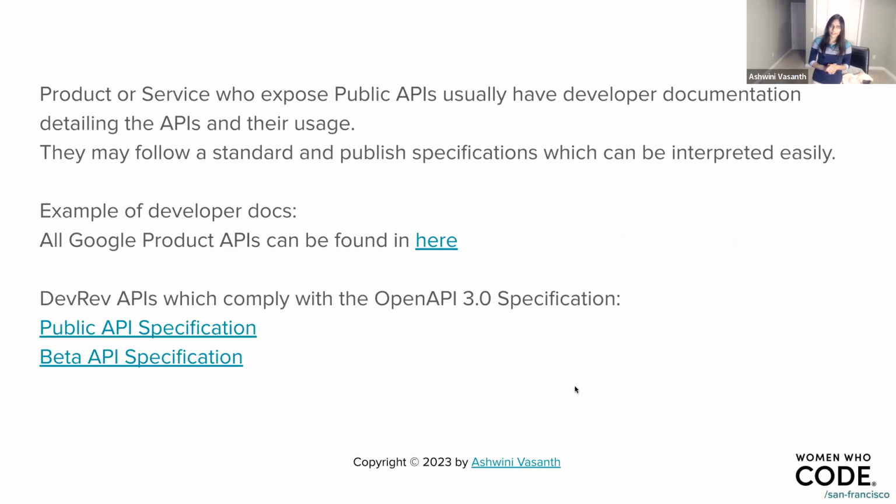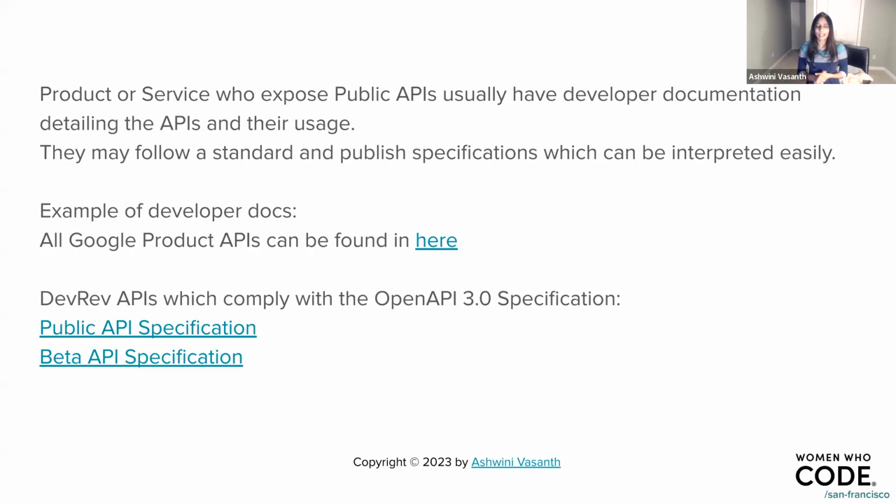Every product or service that actually exposes an API usually has some documentation that goes with it. And some of them actually follow standards, which makes it easy to find tooling around them. I'll explain this in a bit, and we'll look at an example of how that works. But for developer docs, Google product APIs have great developer documentation to read.